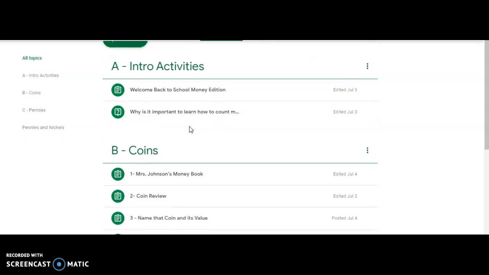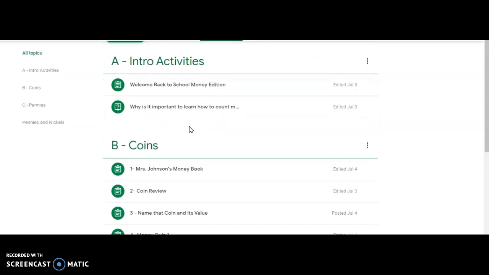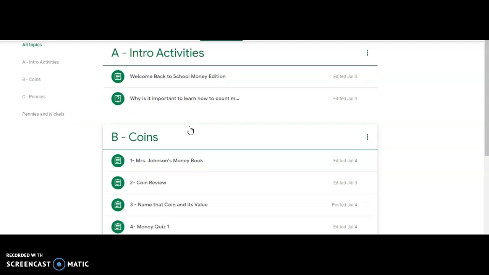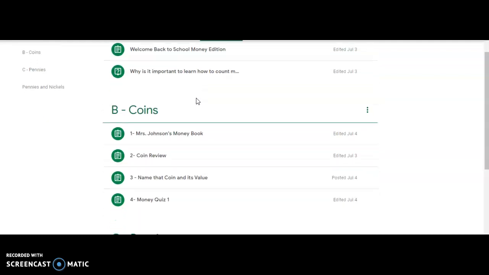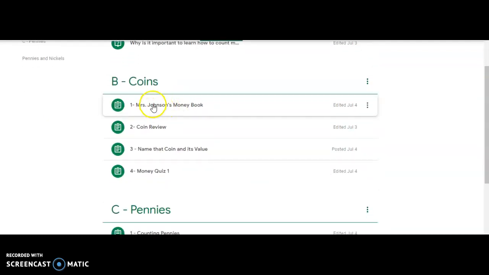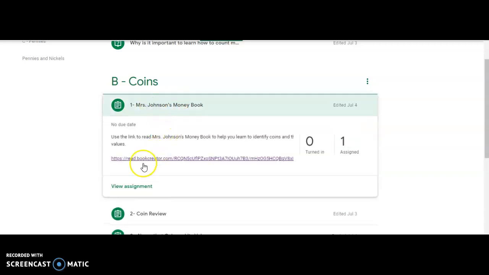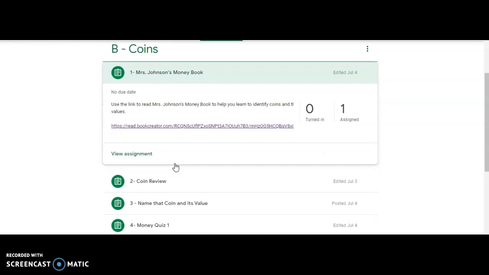So we created a Google Classroom. Module A was intro activities, welcome back to school, money edition. We then moved into why is it important to count money. As we moved into coins, Miss Johnson and I found a link, bookcreator.com. So it was a link to read her book to help you learn how to identify coins and their values.